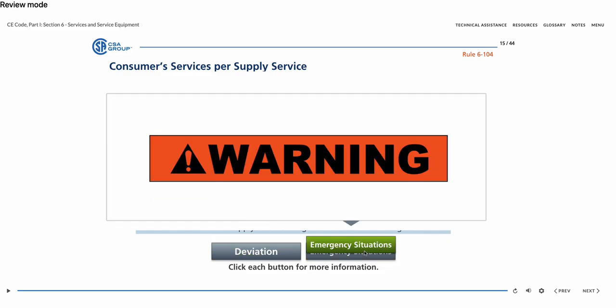Multiple consumer services connected to one supply authority's service to a building can cause difficulty in emergencies. This occurs when all service boxes must be de-energized, creating an electrical hazard for personnel servicing and maintaining the building's electrical system, first responders, and/or emergency personnel.